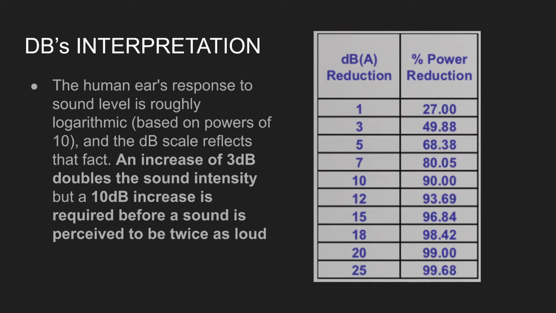The human ear's response to sound level is roughly logarithmic, and the dB scale reflects that fact. Sorry, an increase of 3 dB doubles the sound intensity. Intensity is not the same as power or energy. If you increase something 3 dB, you double its intensity. And here we go back to the loudness versus volume conversation. But in order for it to be perceived as twice as loud, you need to increase it 10 dB, because power is not the same as what the human is experiencing.